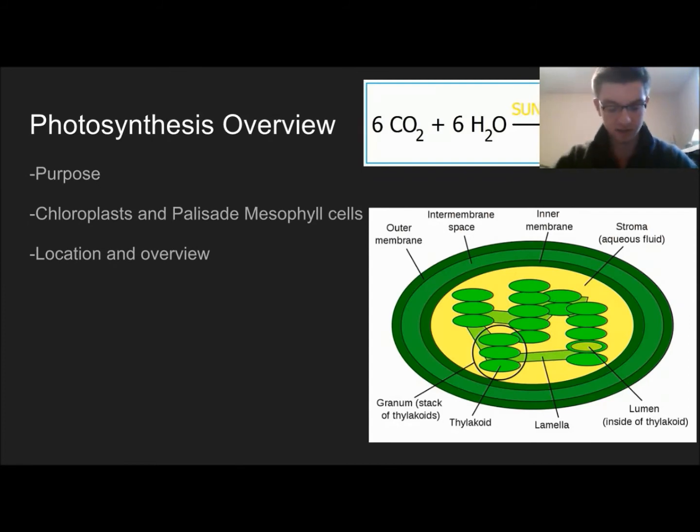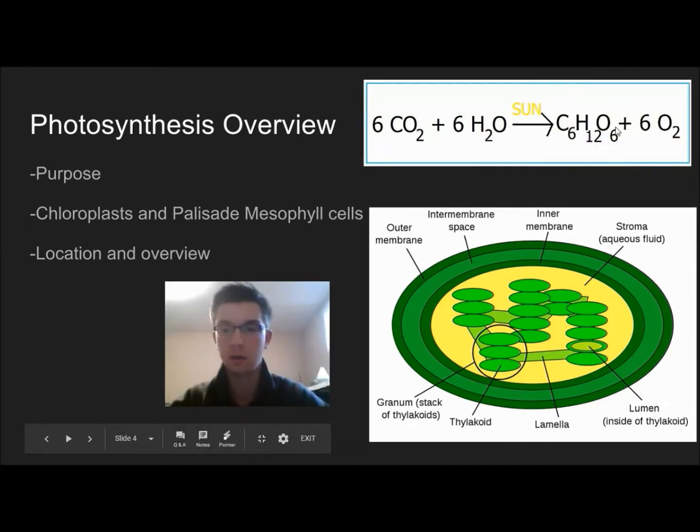So photosynthesis. The purpose of it is to use light and end up with glucose. And we have the overall equation in the top right corner here. So we're going to get 6 CO2 plus 6 H2O, and then with the sun's energy we can make glucose and 6 oxygen, which is passed on as waste.